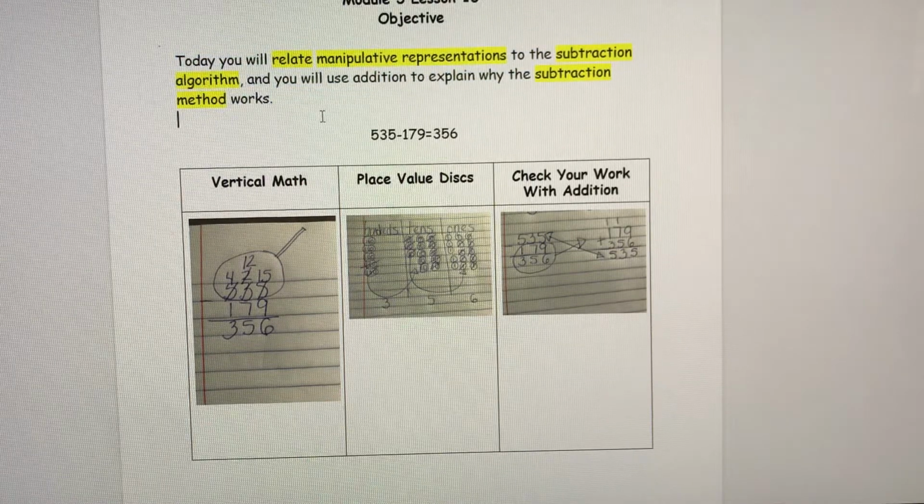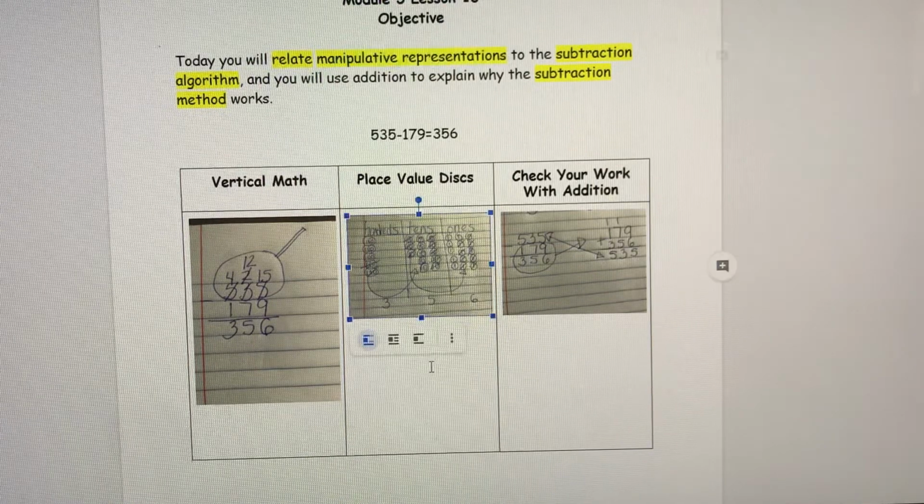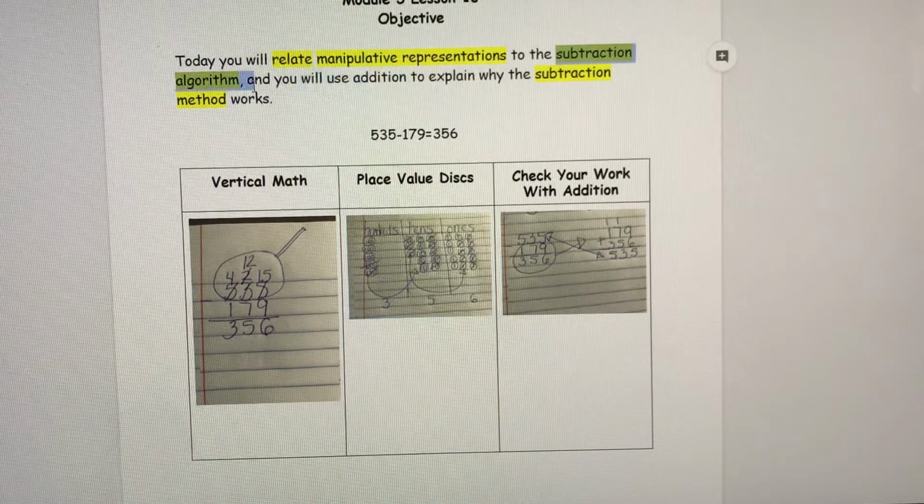This is all a fancy way to say that you will see how vertical math and place value disks are related, are similar. You are going to use manipulative representations. That means you're going to use paper and pencil to show, to represent the math. And you're going to be doing the subtraction algorithm. You're going to be subtracting in these problems.